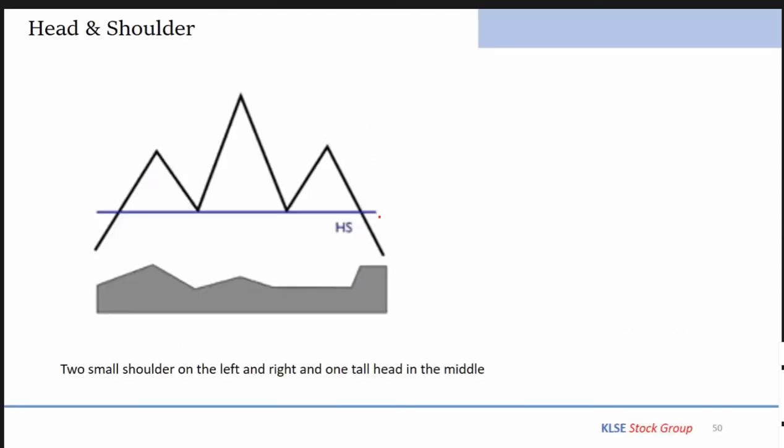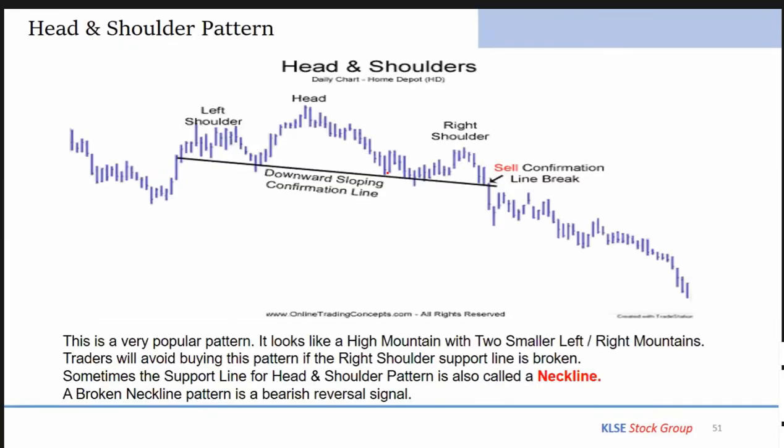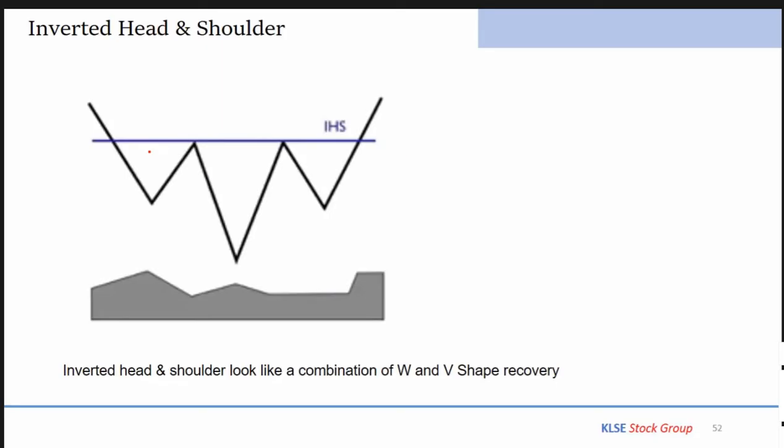Okay, so the head and shoulders is a bearish pattern, right? Come back to here. So the opposite is inverted. Inverted head and shoulders is bullish. The breakout then is a move up, right?